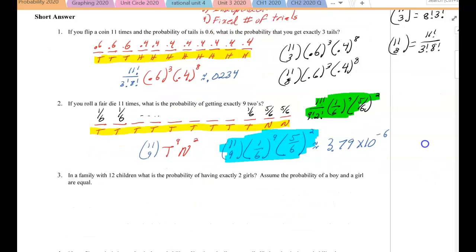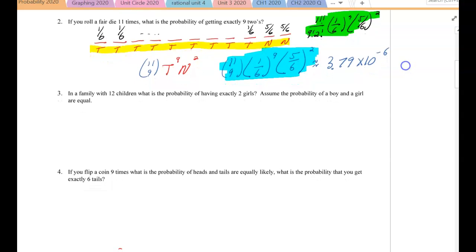Let's take a look at problem number 3. In problem number 3, let's assume that the chance of a boy and a girl are equally likely. In a family of 12, you want exactly 2 girls. So I'm going to write girl to the power of 2, boy to the power of 10. I could use the dash method, but I want 2 girls and 10 boys. But remember, I need that coefficient out in front.